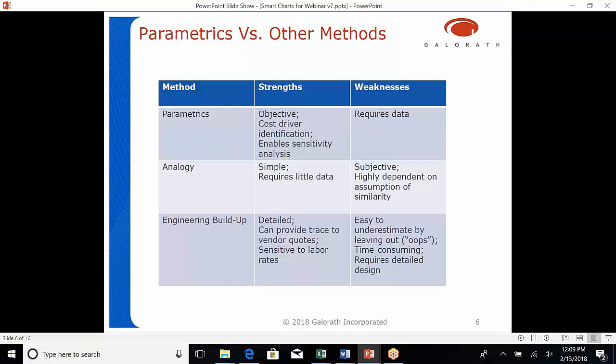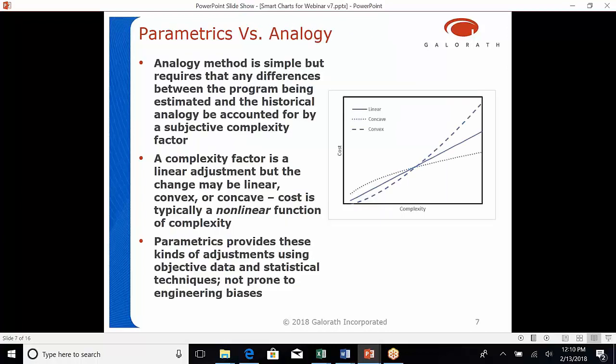A lot of times these engineering buildups are based on vendor quotes and information about commercial off-the-shelf hardware, but you have to make sure in those cases that you also include integration costs and testing costs. It's also a very time-consuming method, and it requires a detailed design. If we want to compare parametrics and the analogy approaches, the analogy method is simple, but like I said, it's very highly dependent on similarity with the historical data that you are basing your analogy on.